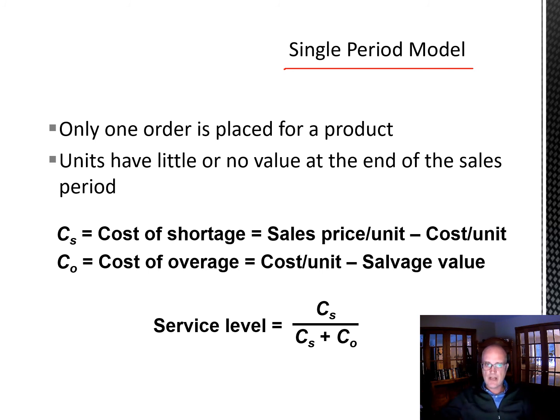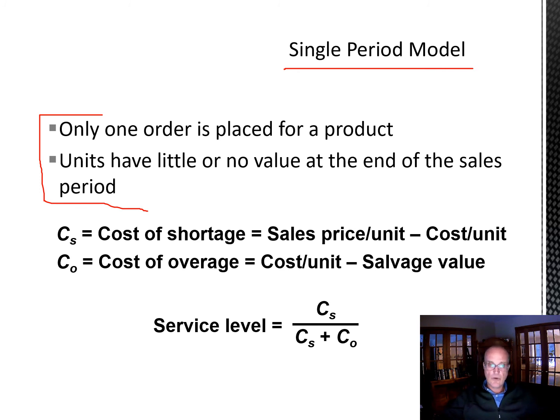In this case, we have unpredictable demand. With the EOQ model, we have predictable demand. So we don't know exactly how much we're going to sell. We want to have enough to meet demand, but we don't want to have so much that we have to throw it out, especially if it's a perishable product like a newspaper. I can't sell today's newspaper tomorrow. So if I don't sell it today, I lose that. Units have little or no value at the end of the sales period.